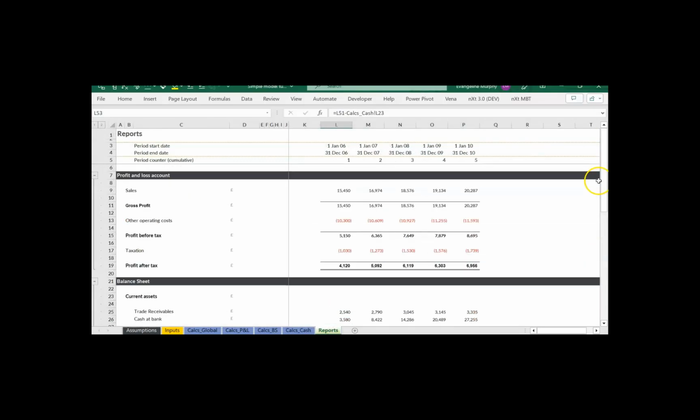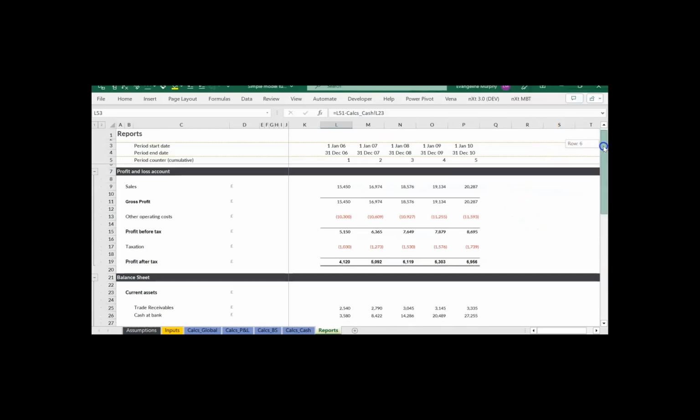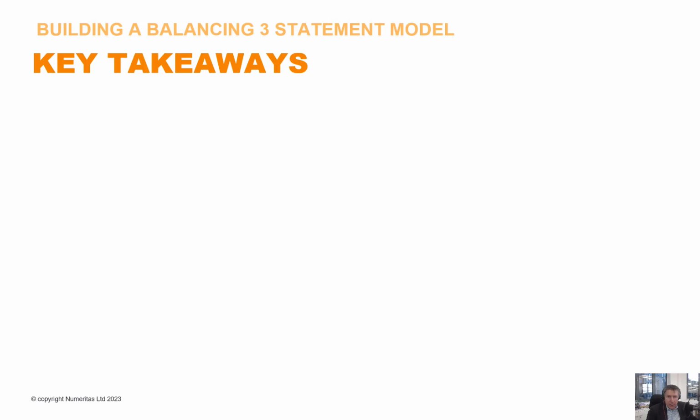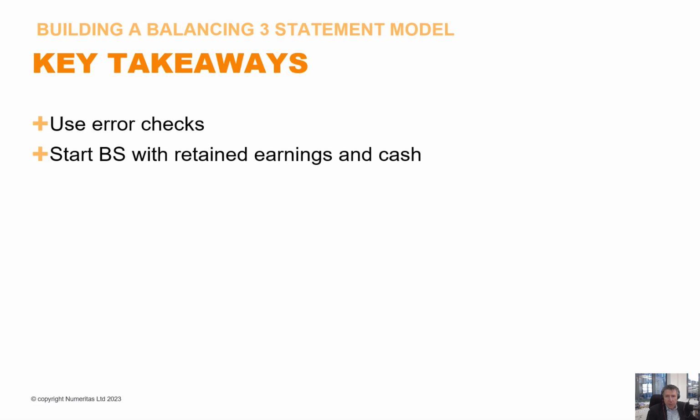You can see now that we have a completed profit and loss account with sales, costs and tax, and a balancing balance sheet. So the key takeaways from that are, first of all, that we should use error checks. This can tell you if anything goes out of balance, and you can use these to check, for example, also whether cash and net profit reconcile to balance sheet movements. One of the first things you should do is set up your skeleton balance sheet with retained earnings and cash. This should balance before you start adding anything else.